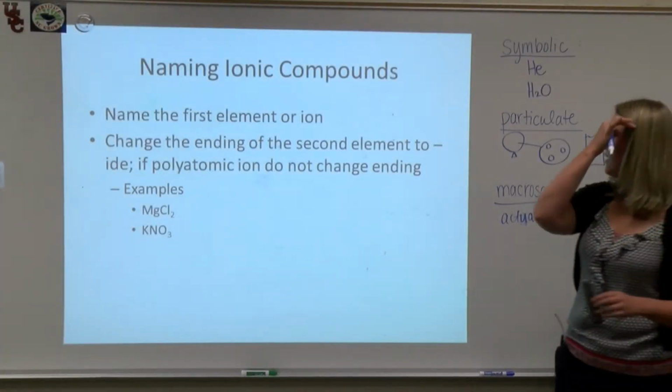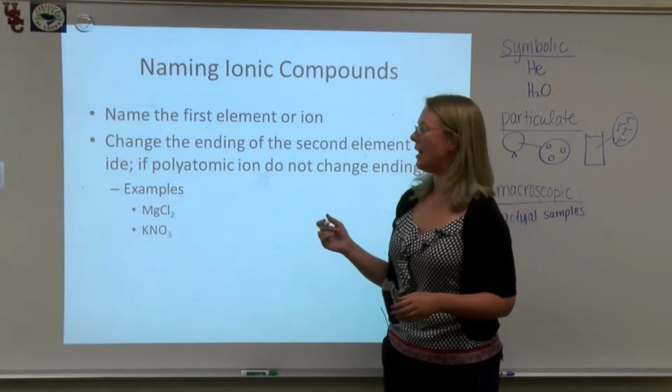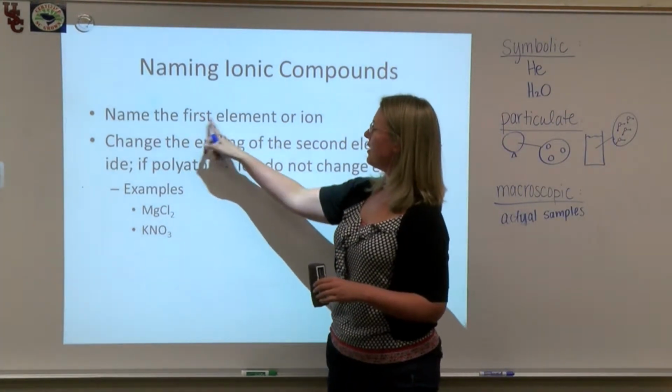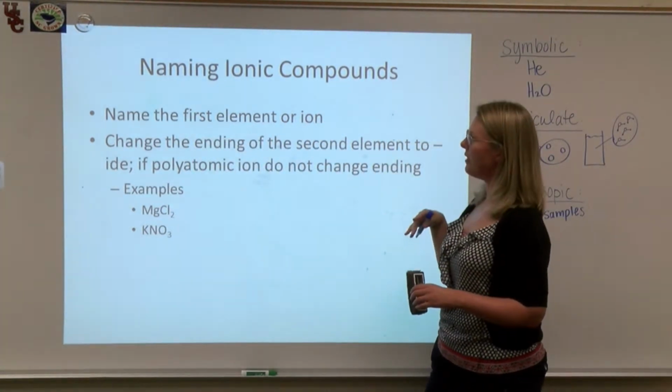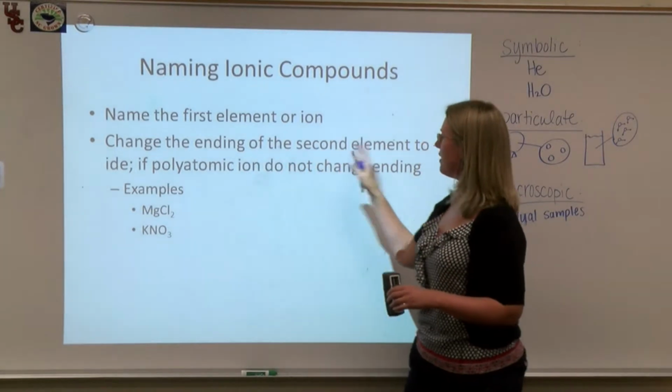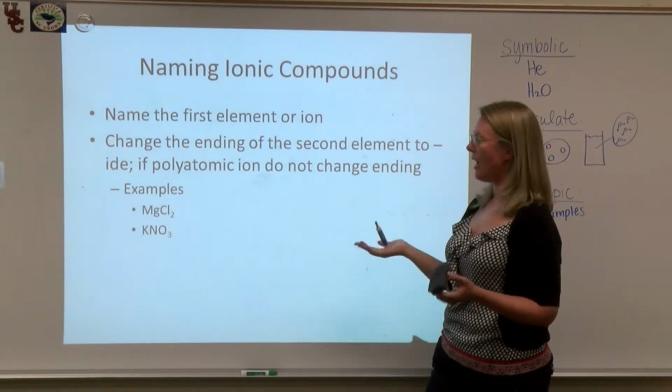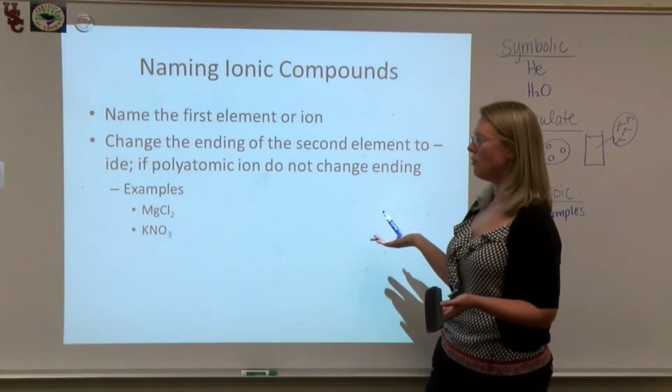How do we name these things? It's pretty simple to name ionic substances. What you're going to do is you're going to name the first element or ion. You're going to change the ending of the second element to -ide. If it's a polyatomic ion, you don't change the ending.